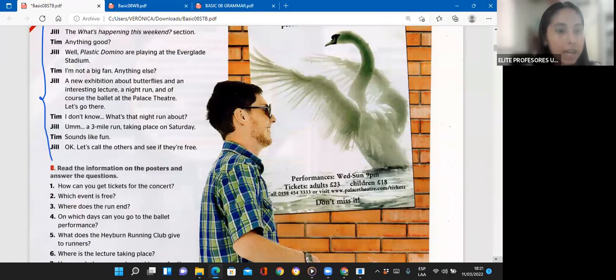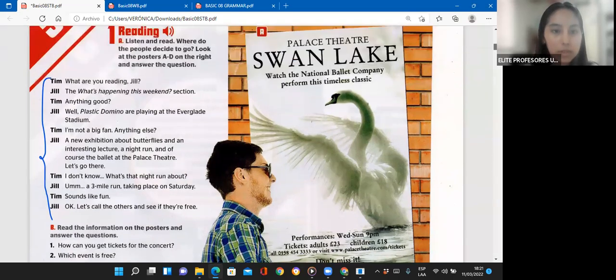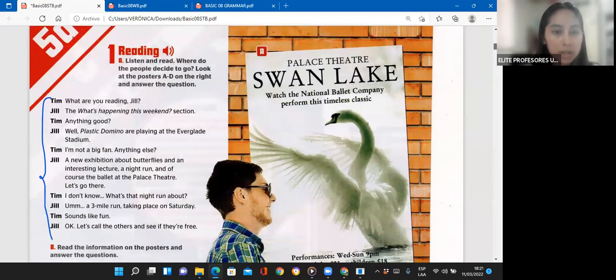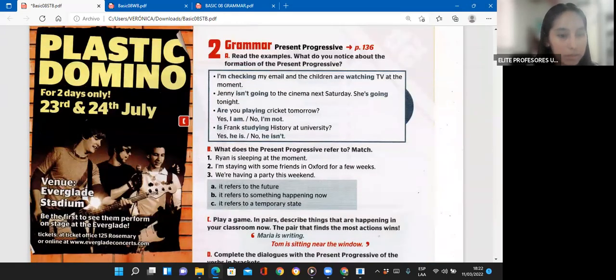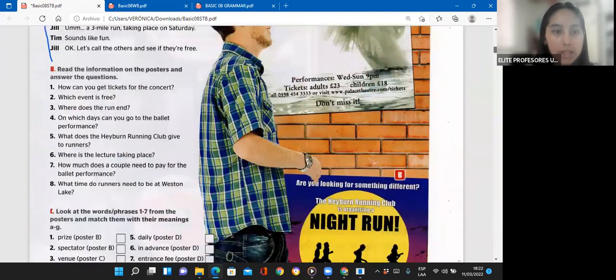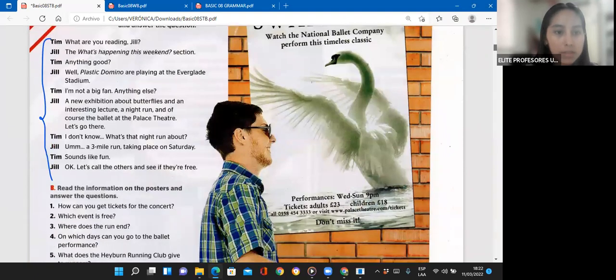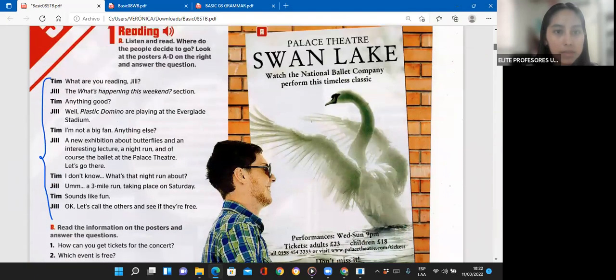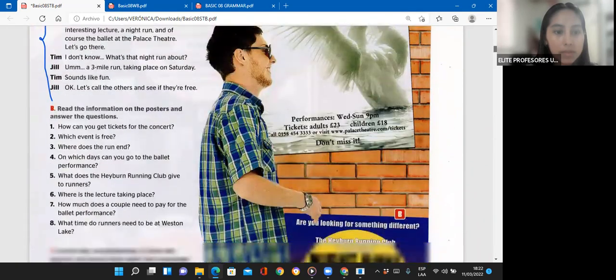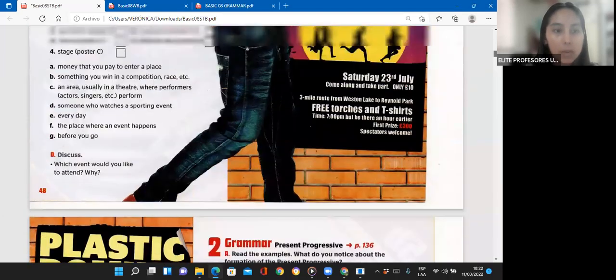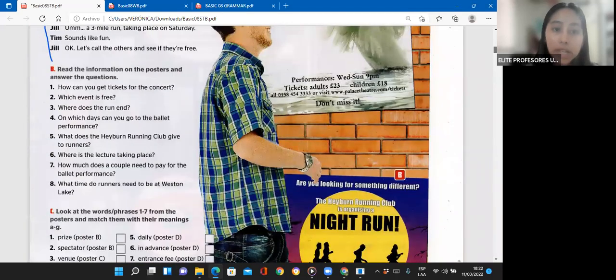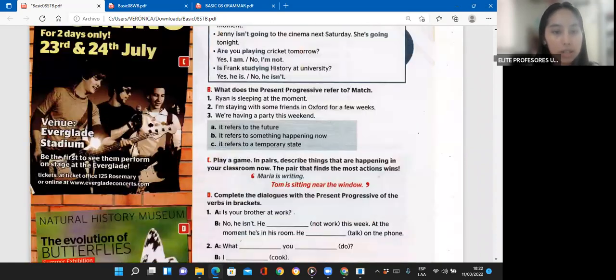Okay, number one, how can you get tickets for the concert? You're talking about concert, I think it's this one. Yes. Okay, who would like to answer the first one? Guys, who would like to answer the first one? How do you get, or how can you get tickets for the concert?